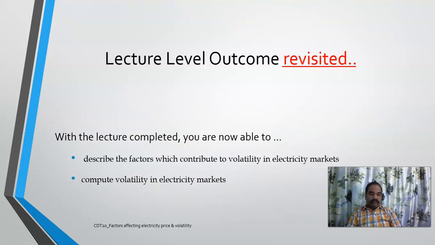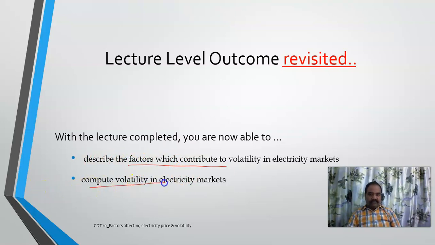I hope now you have understood the different factors which are contributing to volatility in the electricity markets. I hope that you are able to explain them in detail. We have discussed 7 factors: load uncertainty, fuel prices, irregularity in hydropower generation, market participants, transmission condition, unscheduled outages. All these factors contribute to volatility in the electricity markets.